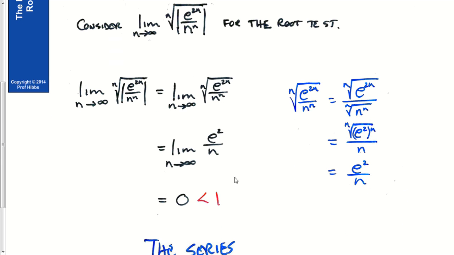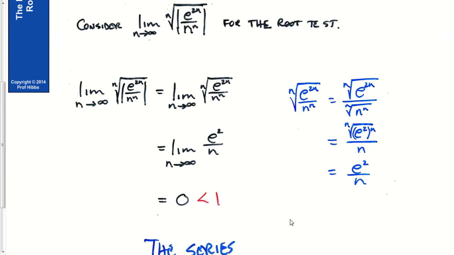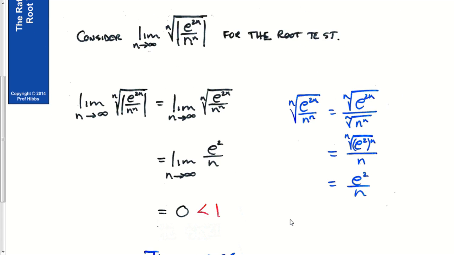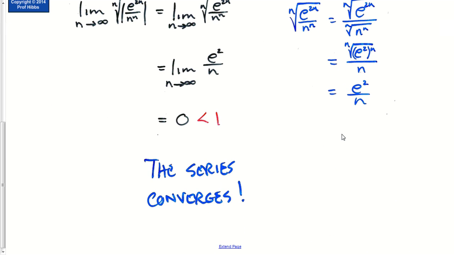Well, clearly, e is just a constant, and so we have a constant over n, and as n goes to infinity, of course, the denominator is getting unboundedly large. A constant number over something that's getting unboundedly large, this limit's simply 0. And 0 is, of course, less than 1, and so the first criteria is satisfied. The limit of the nth root of these absolute values is less than 1, so the series converges according to the root test. This sum converges. Pretty easy to apply, as I said before.